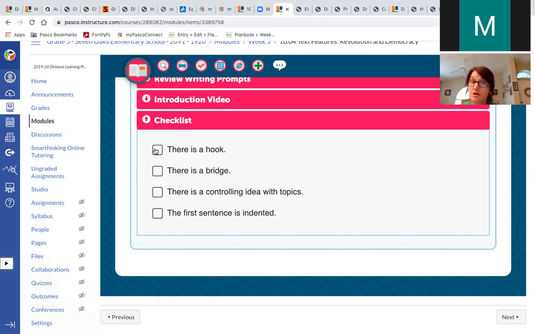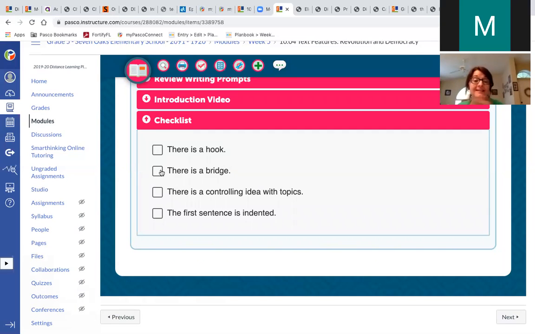Do you have a hook? Okay, or that grabber statement that pulls the reader in, grabs that reader's attention, makes them want to read your essay, makes them want to find out more about your topic. The bridge, remember that bridge is connecting the hook to the controlling idea. Your controlling idea is your thesis statement. It's your main idea statement, and this is informative.